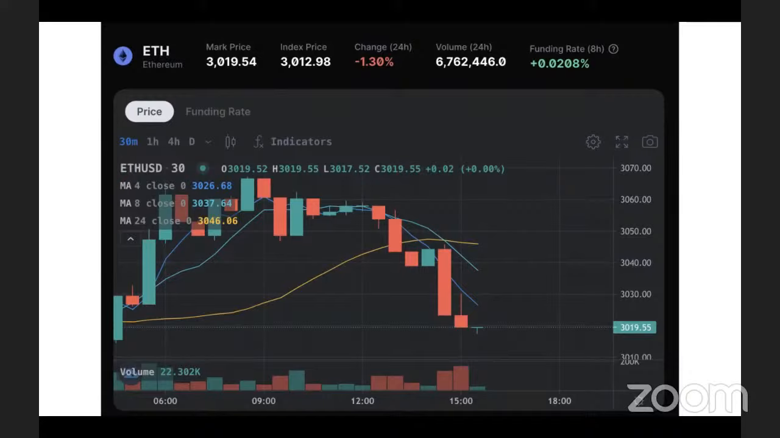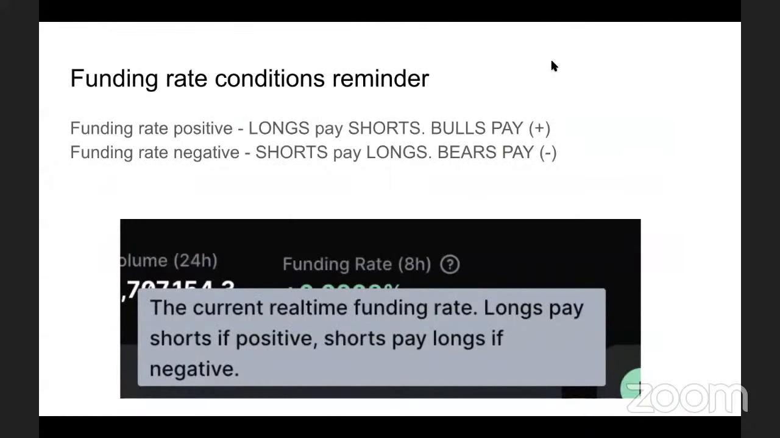This is the money that is paid by one side of the market to the other. In this screenshot, you see the funding rate is positive due to the mark price being higher than the index price. If it's below, then it will be negative. And what does it mean in terms of the actual numbers? If it's positive, then longs pay shorts. So bulls pay, which makes it easier to remember. If the funding rate is negative, then shorts pay longs, so bears pay.